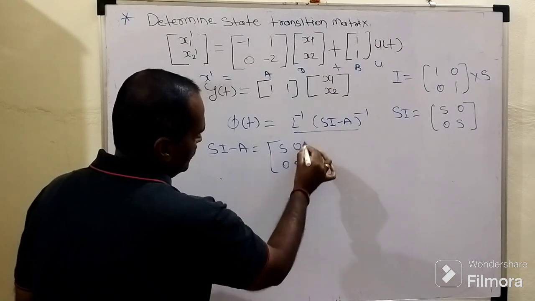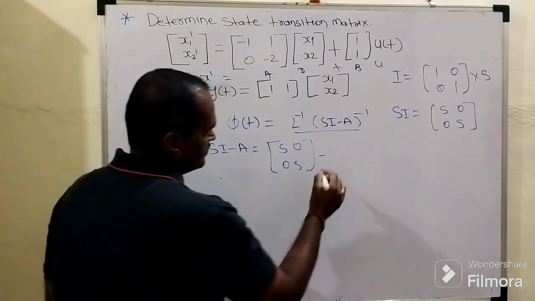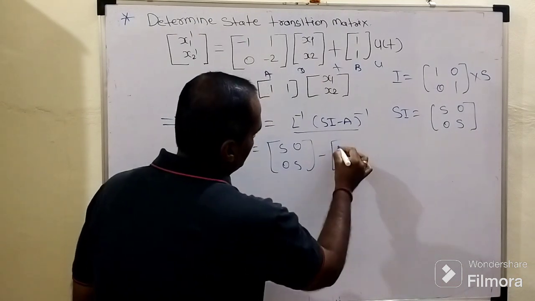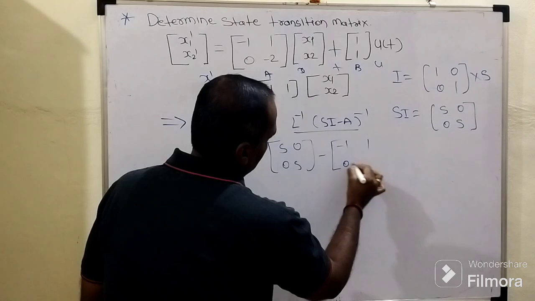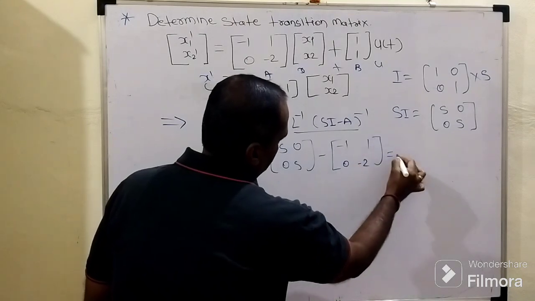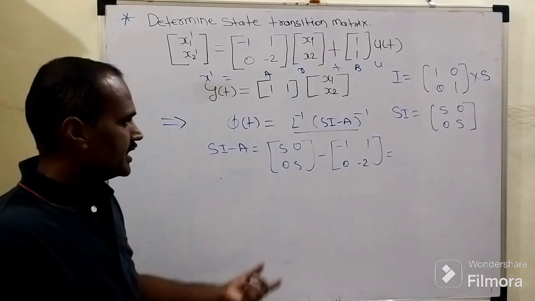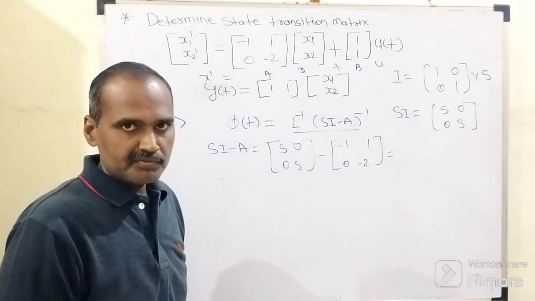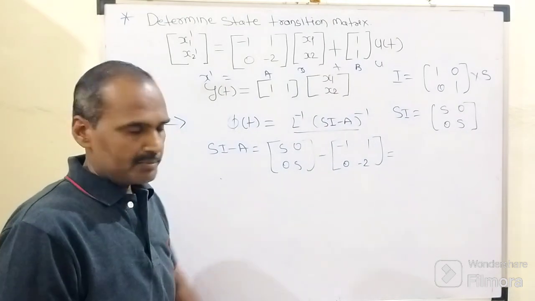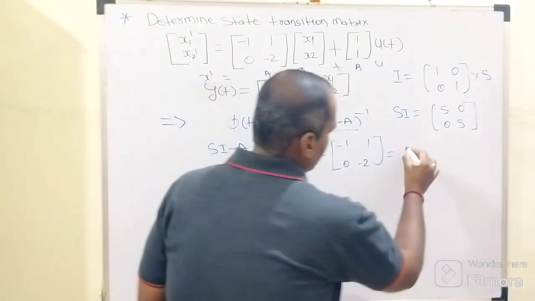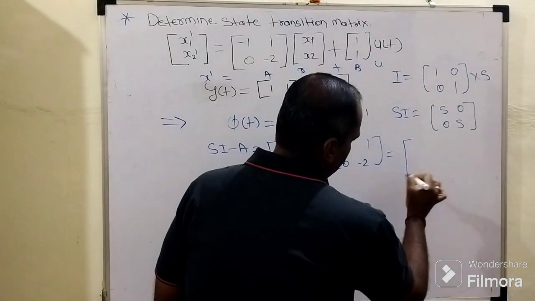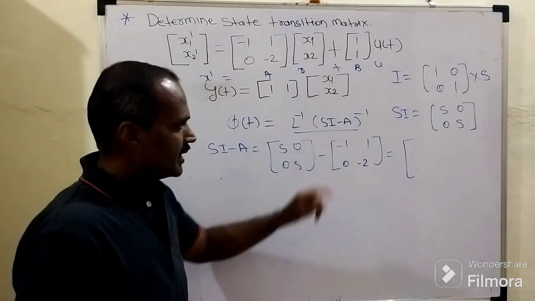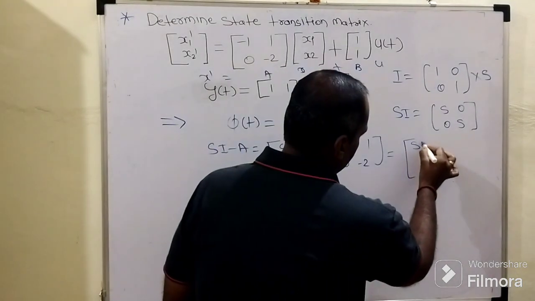S0 and 0S will get subtracted from this matrix whose coefficients are nothing but what? Minus 1, 1, 0 and minus 2, right? So after that we need to subtract the elements of these two matrices. Which two matrices? SI and capital A. So element by element we need to subtract their elements. As a result of doing this, it will become what? S minus of minus 1, so obviously it will become S plus 1.